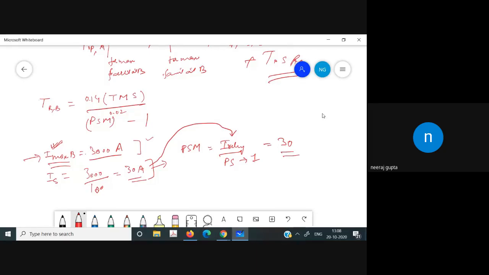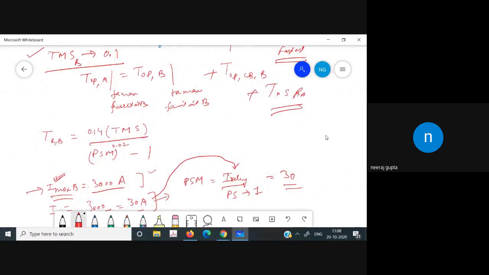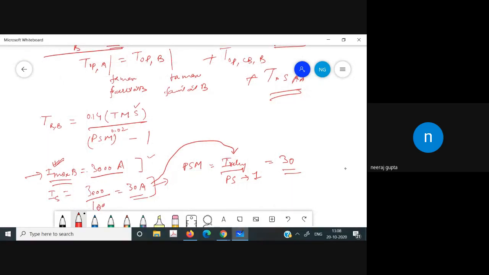Also, we have set initially the TMS, time multiplier setting of the relay, as 0.1, and the PSM value we calculated is 30. That is what we do. We get the maximum fault current, reflect it on the secondary side, and whatever the secondary fault current is, that is the current seen by the relay. So PSM is I relay divided by the plug setting, and plug setting is 100%, it is 1 in this case. So we have 30.